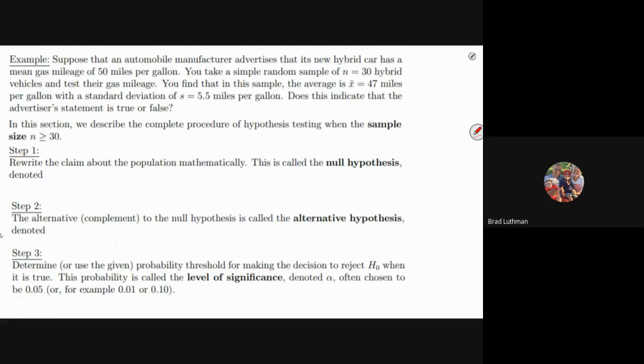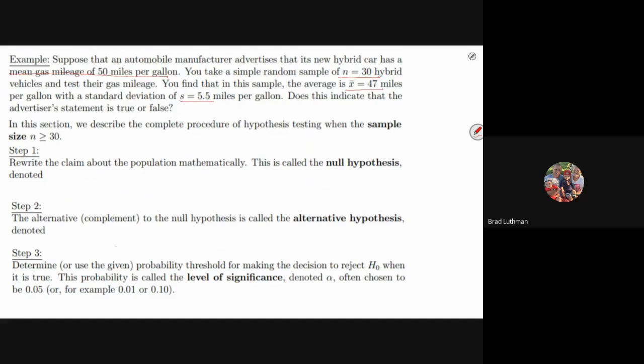But suppose that an automobile manufacturer advertises that a new hybrid car has a mean gas mileage of 50 miles per gallon. You take a simple random sample of n equals 30 hybrid vehicles and test their gas mileage. You find that in this sample, the average is x bar equals 47 miles per gallon with a standard deviation. Does this indicate the advertisement statement is true or false? So mathematically, we're trying to call bull crap or no bull crap. We're saying maybe, maybe not.